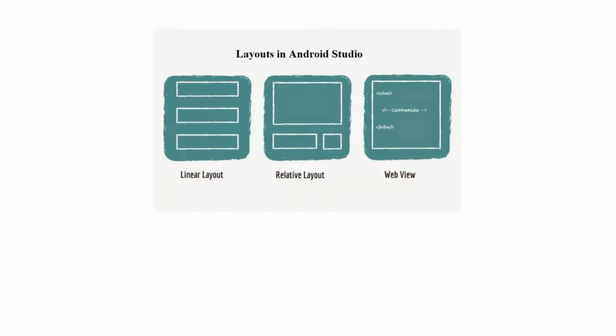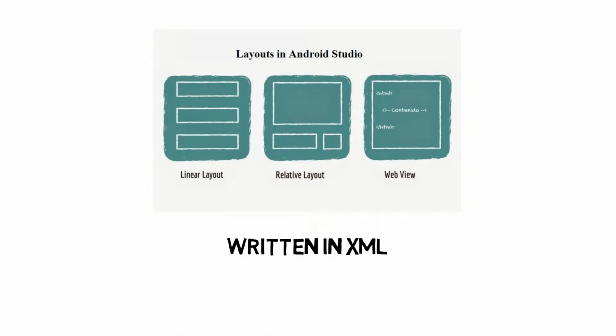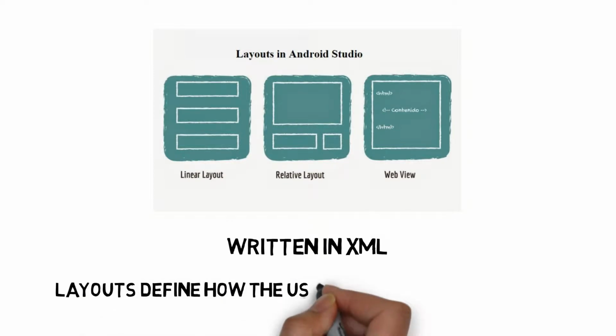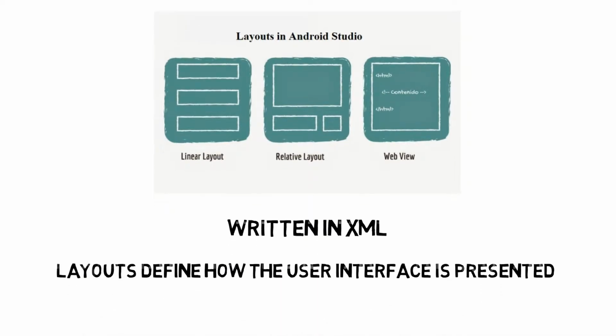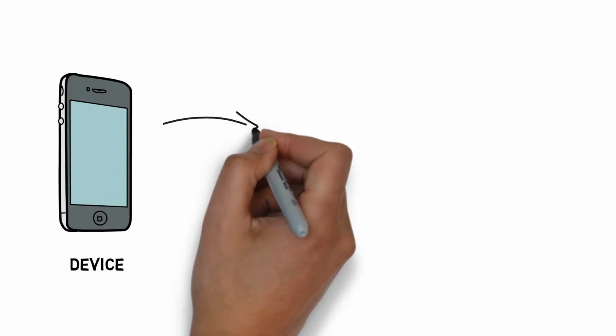A layout describes the appearance of the screen. Layouts are written as XML files and they tell Android how the different screen elements are arranged. Let's look in more detail at how activities and layouts work together to create a user interface.